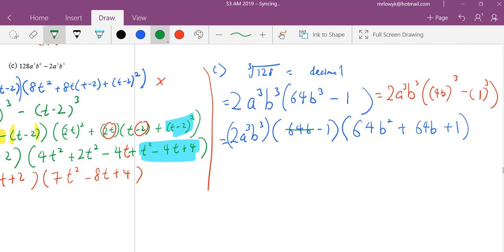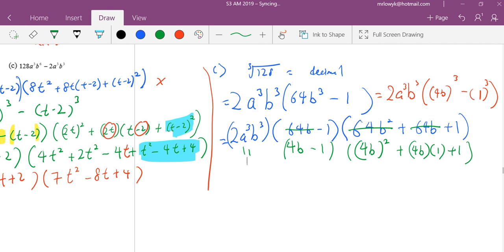This is wrong, it's 4B squared. This is wrong, 4B 1. Can I stop my video here? Are you confident now? Still no. Then how do I make you confident? 2 marks. No. This one got factorize, so 3 marks. So easy.